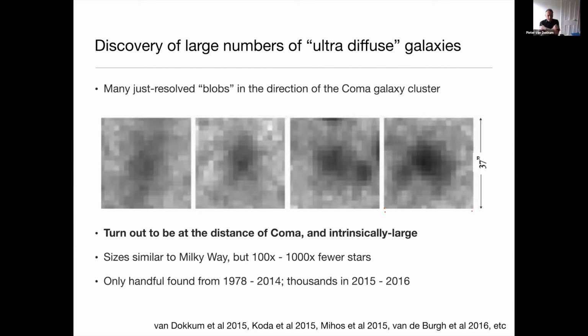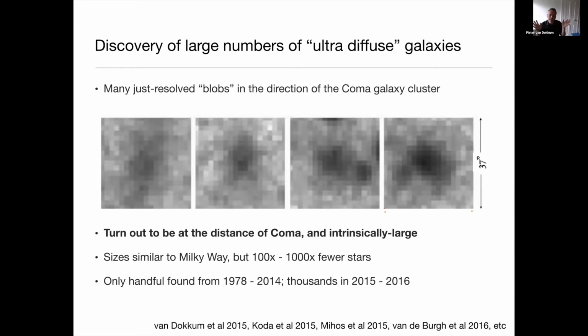Anyway, so what did we discover then with this telescope? One of the things that we discovered fairly early on, and that in hindsight didn't really require Dragonfly's special abilities, because these things are fairly easy to find, are these ultra-diffuse galaxies. We found them when we looked at an image of the Coma cluster that we just took for fun, why not? And there are many of these blobs in the direction of the Coma cluster.